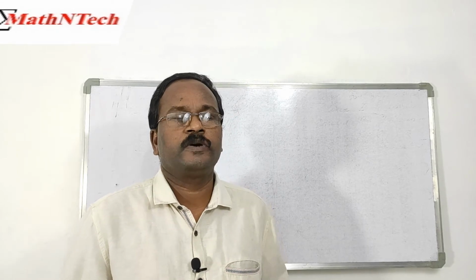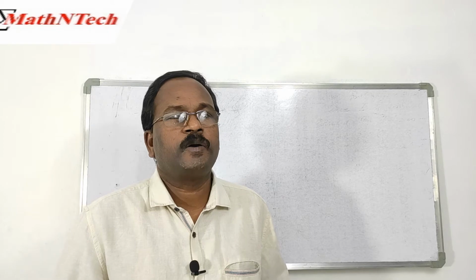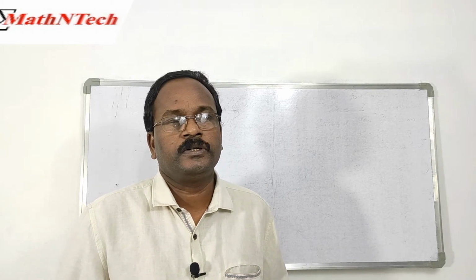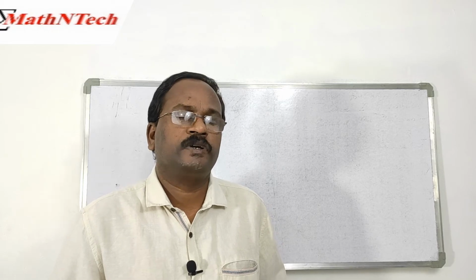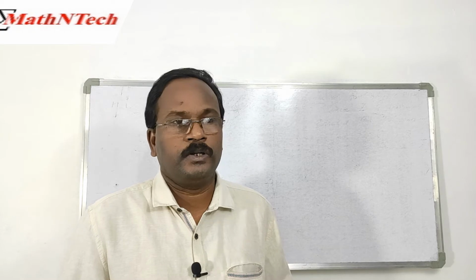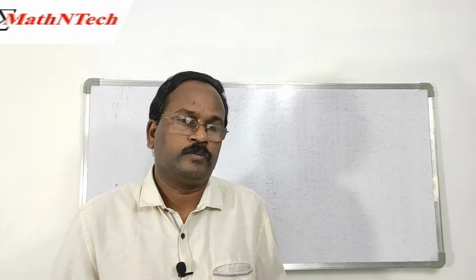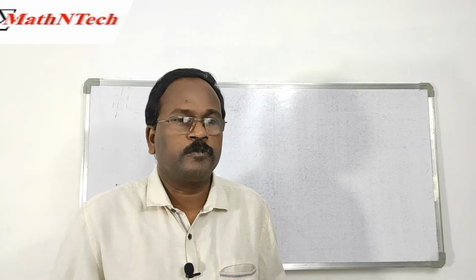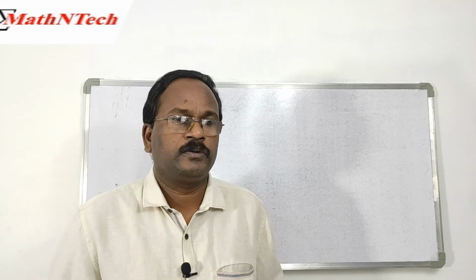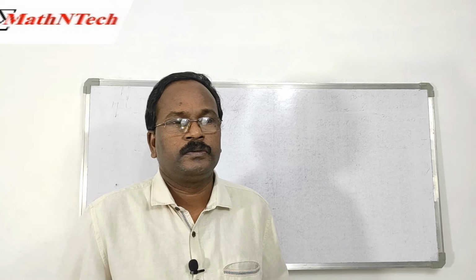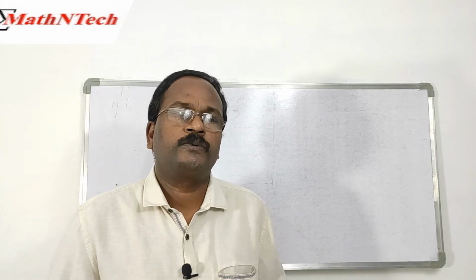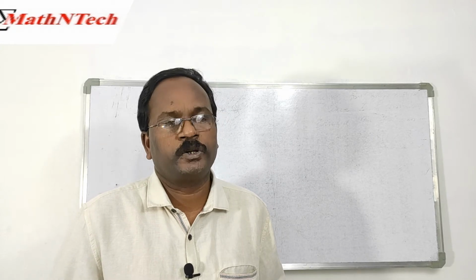Today we discuss the maximum minimum theorem for continuous functions. In the last class we discussed the boundedness theorem for continuous functions. The proof is similar to the previous theorem's proof. So first we define absolute maximum and absolute minimum.